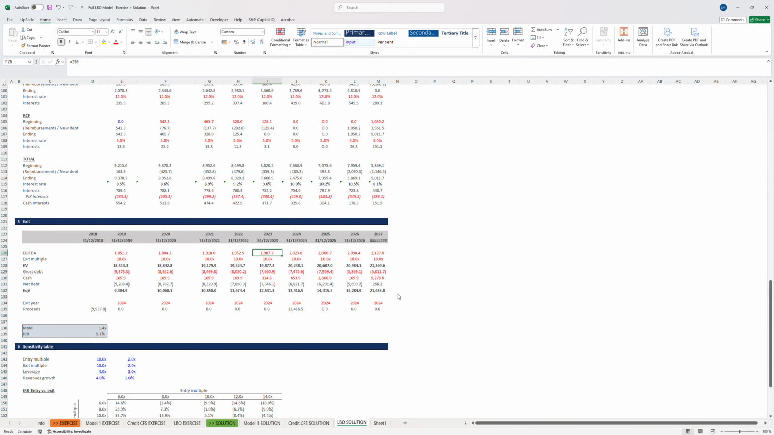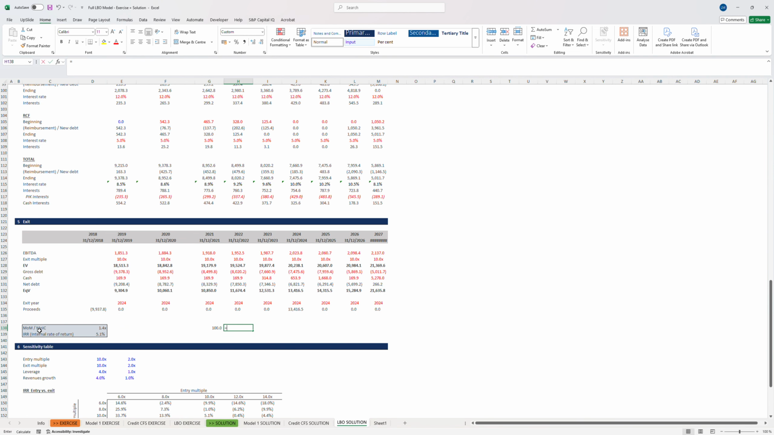The output of an LBO model is a MOIC, which we can also call MOM, or money on money, or multiple of invested capital, and an IRR, which is an internal rate of return. Basically, I measure how much I make.